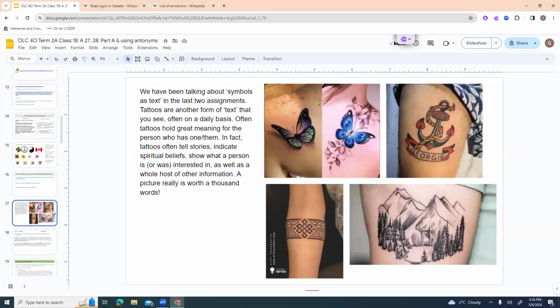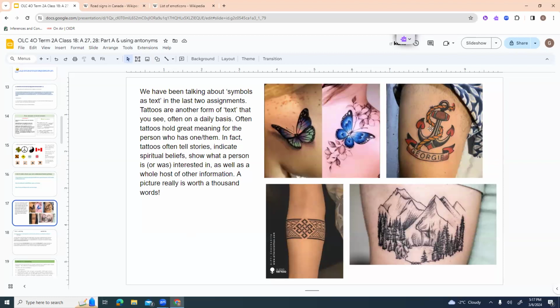All right. One more topic. There's no questions about this, but I just wanted to include it because tattoos are so popular these days. We've been talking about symbols as a type of text in the last 2 assignments, and tattoos are another form of text that you see often on a daily basis. Often tattoos hold great meaning for the person who has one. They can tell stories, they can indicate spiritual beliefs, show what a person is or was interested in, as well as a whole host of other information. A picture really is worth 1,000 words.